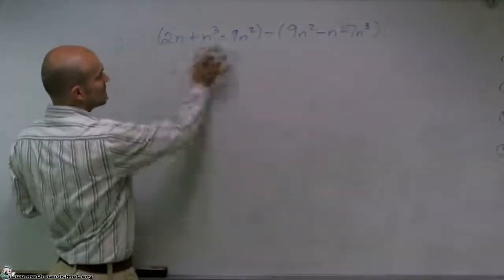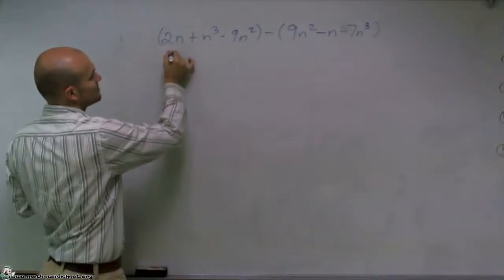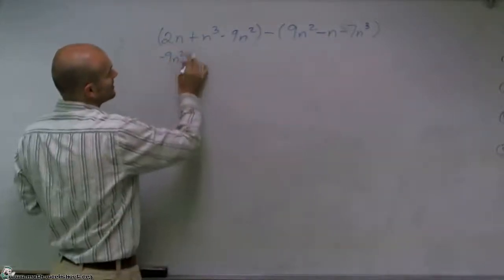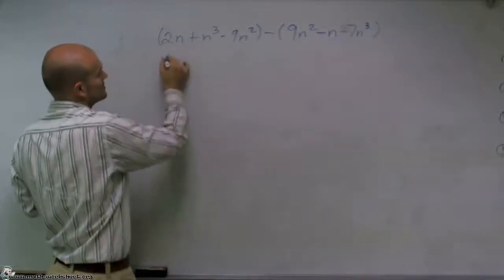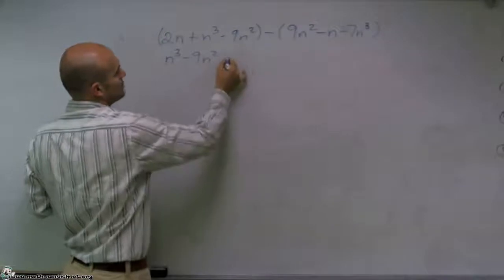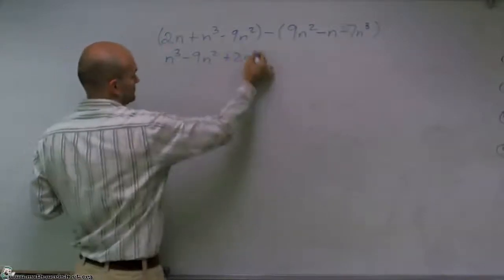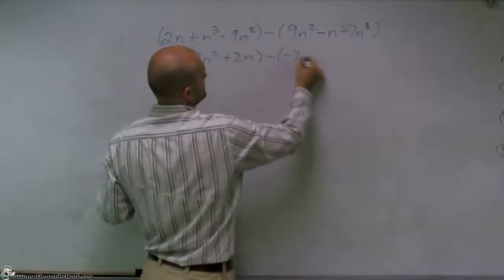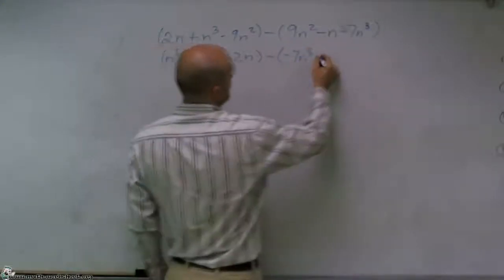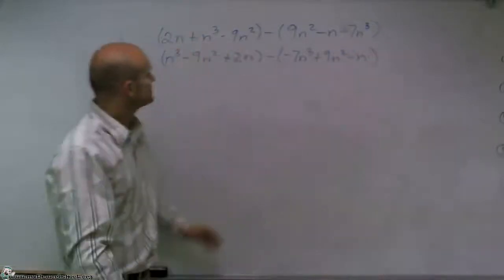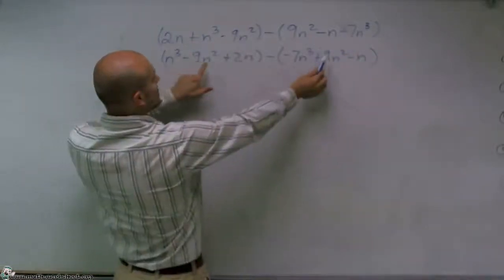So I'm going to rewrite both of these polynomials in descending order, so that I'm using the same order for my polynomials. Minus, and then let's do a negative 7n cubed plus 9n squared minus n. So now you can see that my like terms are lined up.